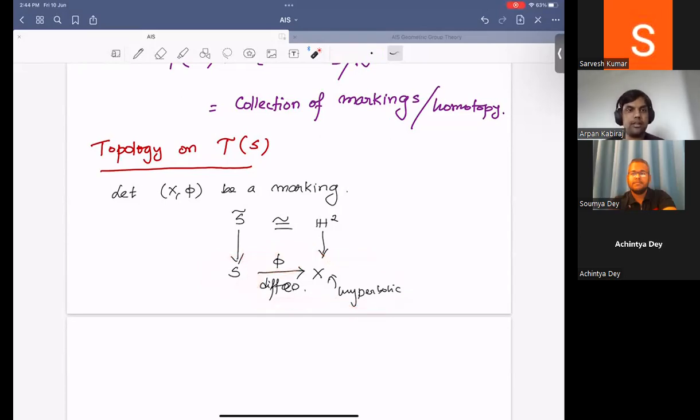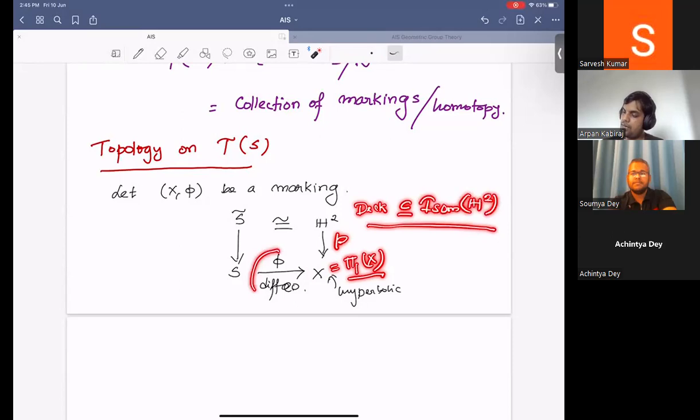Okay. And then how do you get a hyperbolic structure on X, where you identify the fundamental group of X as the group of all deck transformations of this covering map. So then the group of all deck transformations of this covering map will be a subset of the isometry group of the upper half plane. And via phi, what you are doing is identifying the fundamental group of S with this.